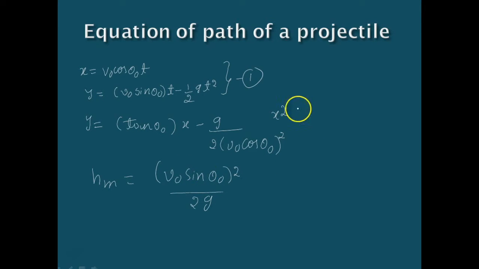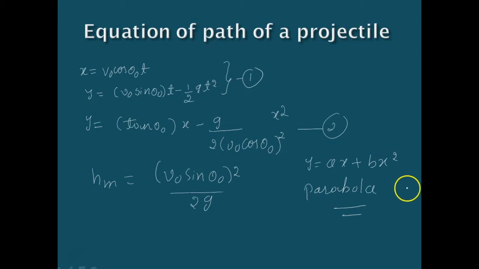So this equation is of the form y is equal to ax plus bx square, in which a and b are constants. And y is equal to ax plus bx square is the equation of a parabola, isn't it? So the path of the projectile is also a parabola. So that is the end result.